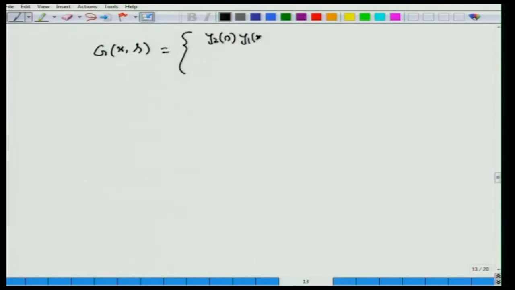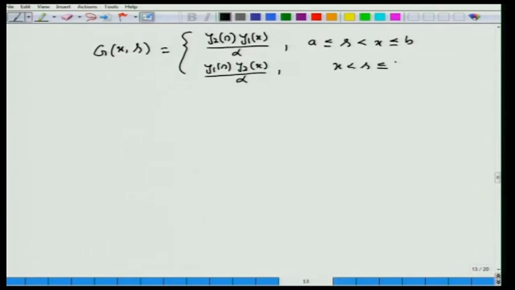this is equal to y2(s) y1(x) divided by alpha, this condition is satisfied for a less than or equal to s less than x, and here we are writing x less than or equal to b because our range of interest is from a to b, and then it is y1(s) y2(x) divided by alpha, whenever, in general, we can write x less than s less than or equal to b, and here we are introducing that a is less than or equal to x.